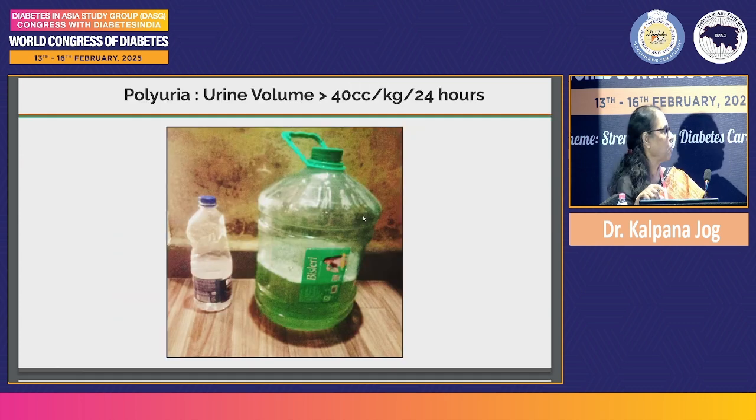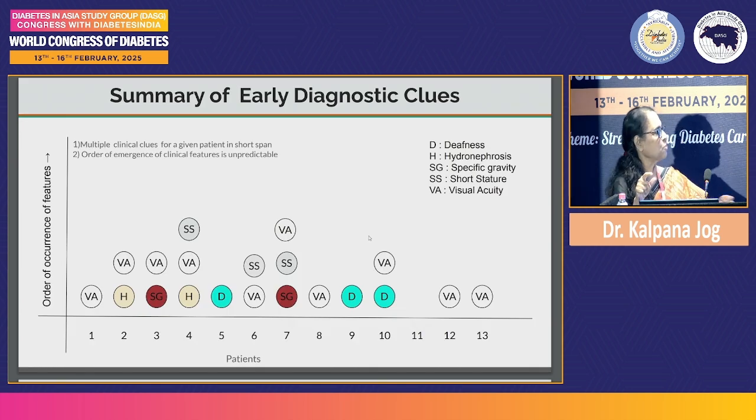And when we asked for the volume of the urine, this patient shared just this picture. This 10-liter bottle gets filled by urine within 24 hours. So another is measuring the volume also. So this was our next clue.